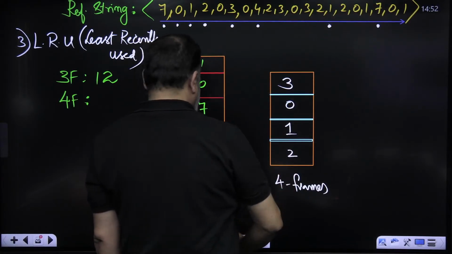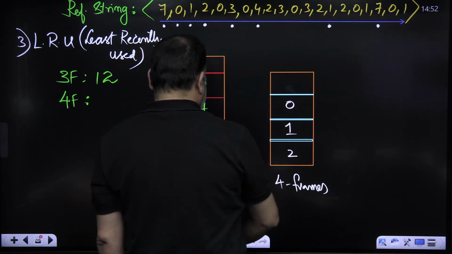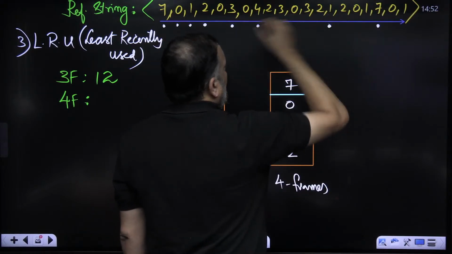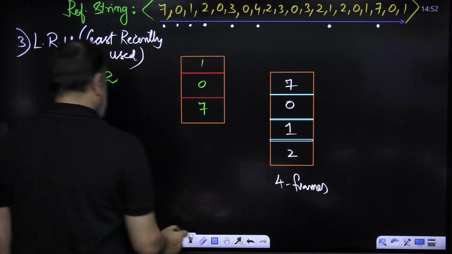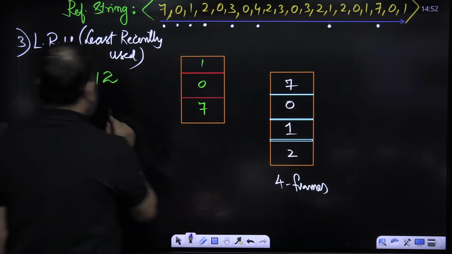3 is at the end. 3 की जगह आएगा 7. 0, 1 won't cause a fault. तो कितने पेज फॉल्ट बने? 2, 2, 4, 5, 6, 7, 8. 8 पेज फॉल्ट्स.